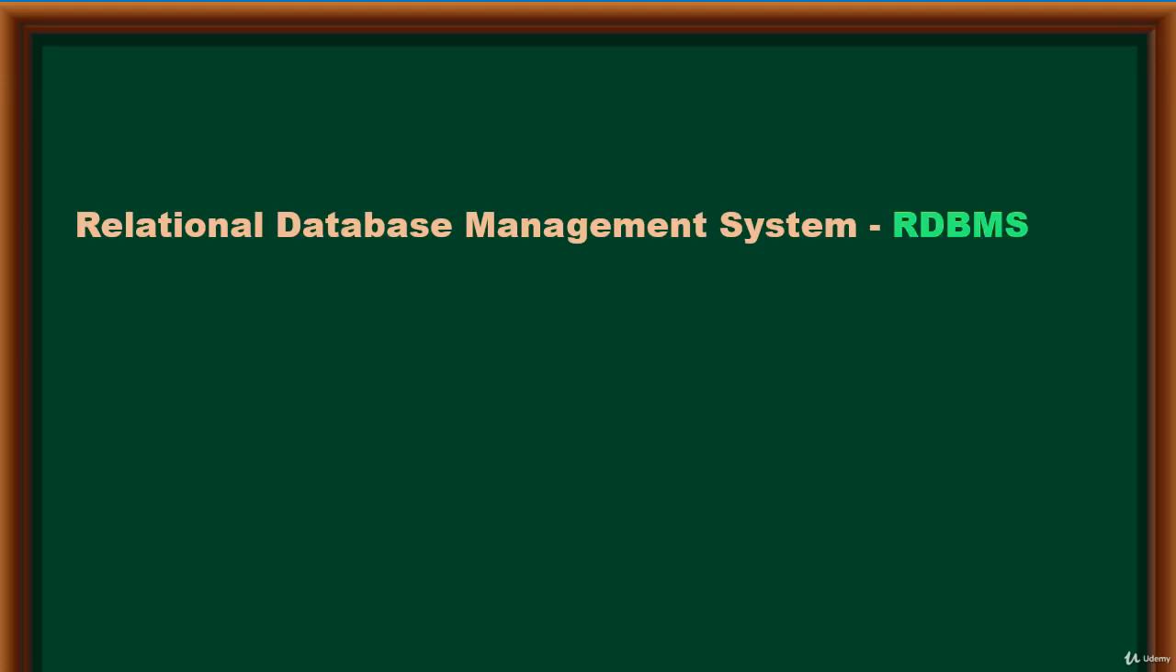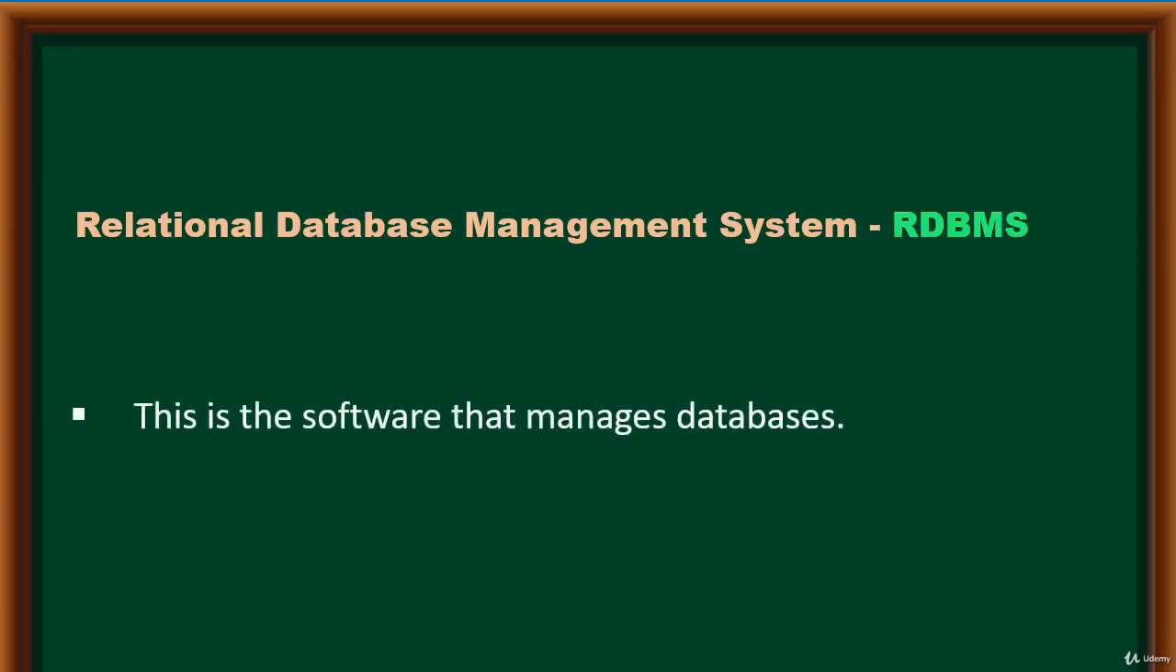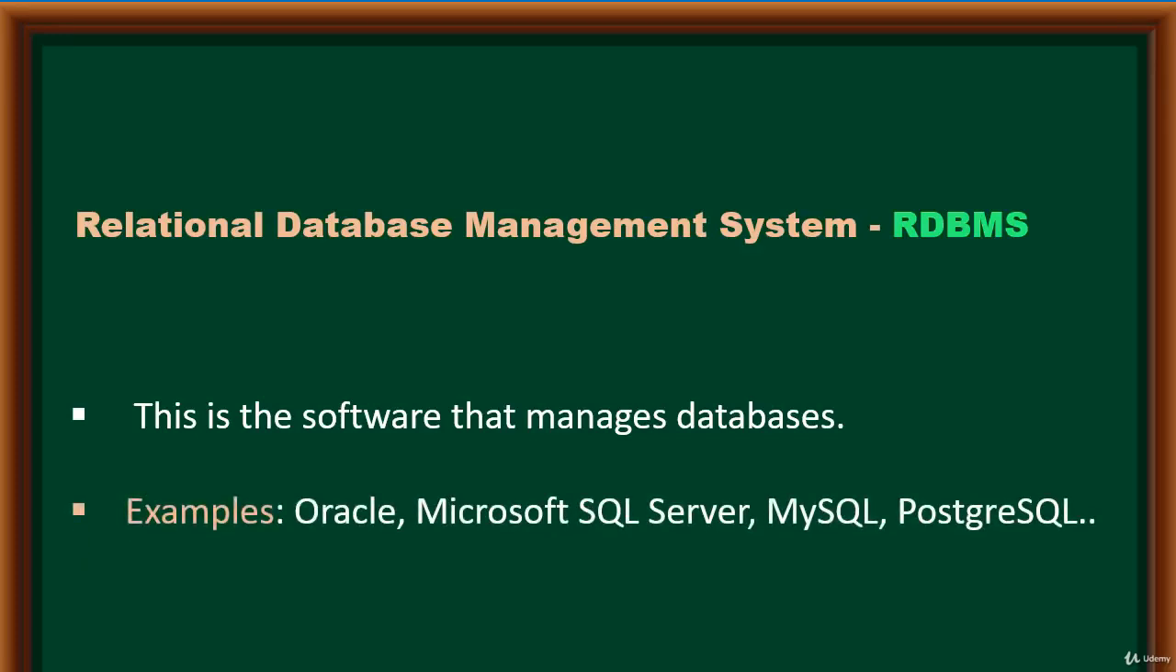Next, we're going to look at what a relational database management system is, also referred to as RDBMS for short. A relational database management system is basically a software that is used to manage databases. So there are several types of relational database management systems depending on the vendor. Examples include Oracle, Microsoft SQL Server, MySQL, PostgreSQL, and many others.